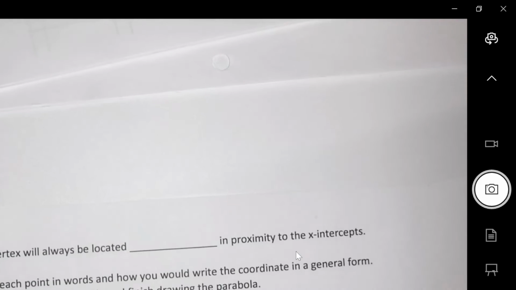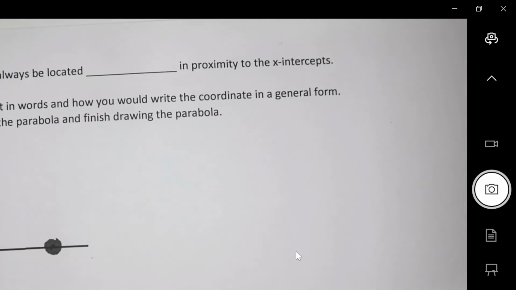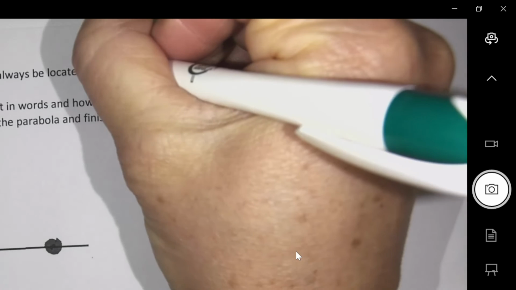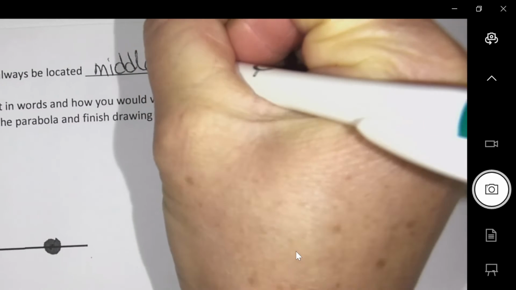Okay, number 6. In relationship to the x-intercepts, where would the vertex be located when you look at your x-intercepts? In the middle. Directly in the middle.